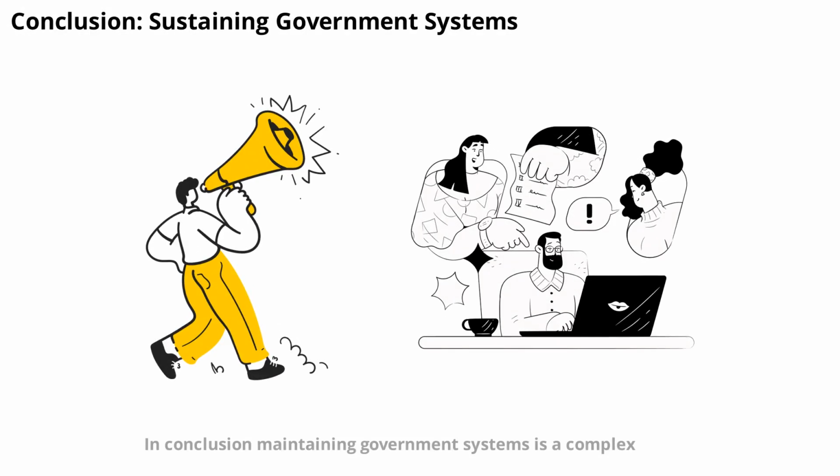In conclusion, maintaining government systems is a complex, ongoing process that touches every aspect of public life. From legal frameworks and public administration to innovation and citizen participation, each element plays a vital role. By investing in maintenance, governments can remain effective, responsive, and trusted by the people they serve.